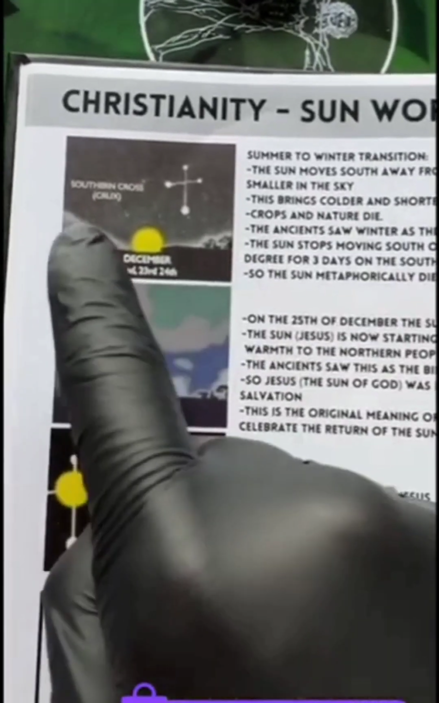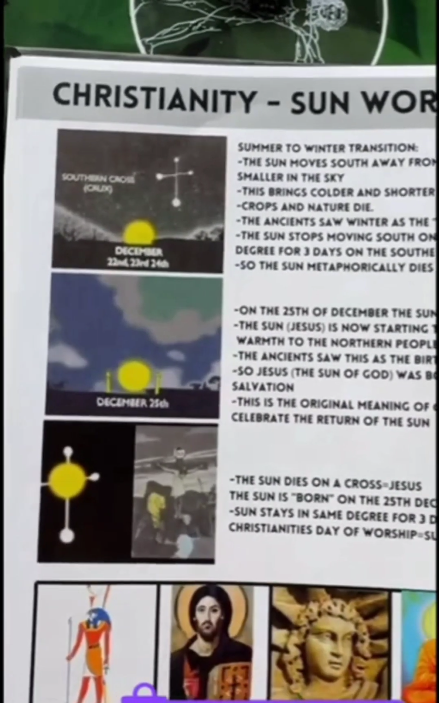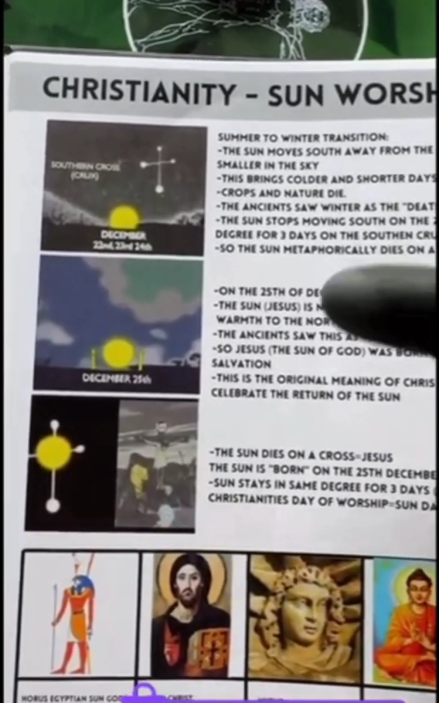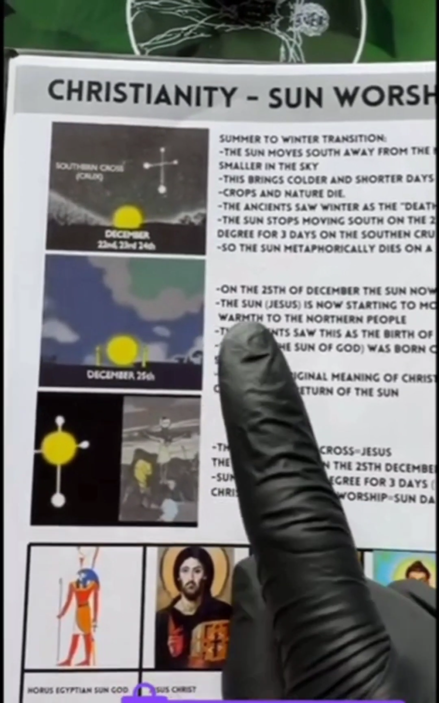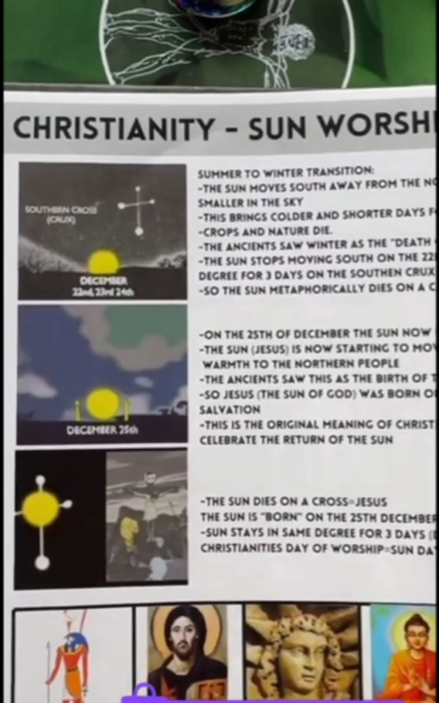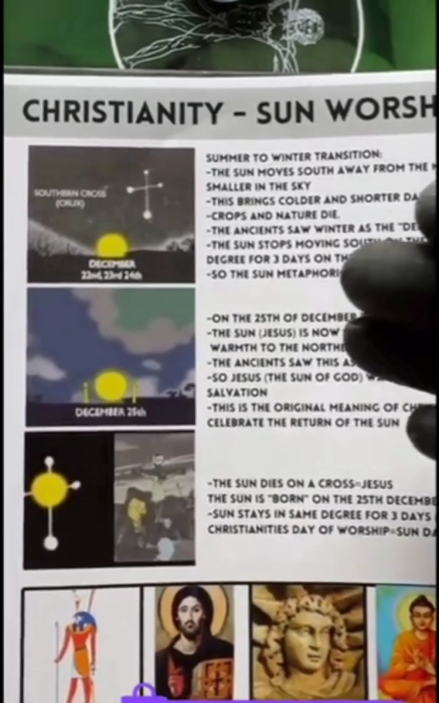The sun dies on the Southern Crux constellation, the Cross, every year on the 22nd of December. On the 25th of December, it is born again every year because it moves 1 degree northward, bringing back the sun to the northern hemisphere. Jesus, the Son, was born a virgin every year, and this is why we celebrate Christmas.